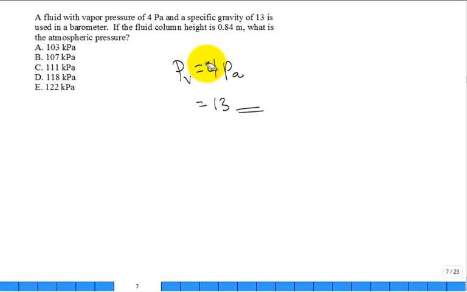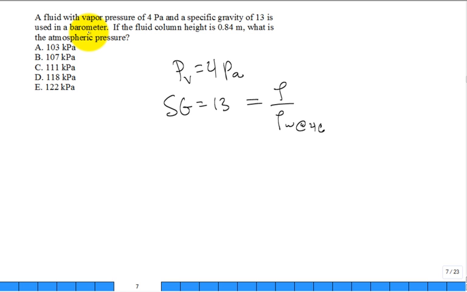But what is the specific gravity? S of G. S of G is our symbol for specific gravity, and its numeric value is 13. What are the units on this specific gravity? It is actually dimensionless. What is it defined as? Density of the substance of interest divided by the benchmark density, which is water, 4 degrees C, 1,000 kilograms per meter cubed. So it's water, if you want to be precise, 4 degrees C. Okay. It's used in a barometer.